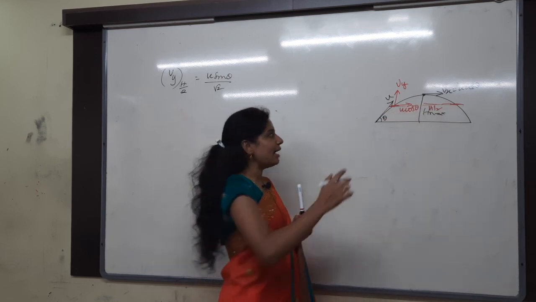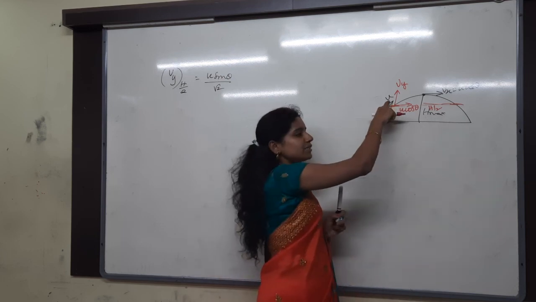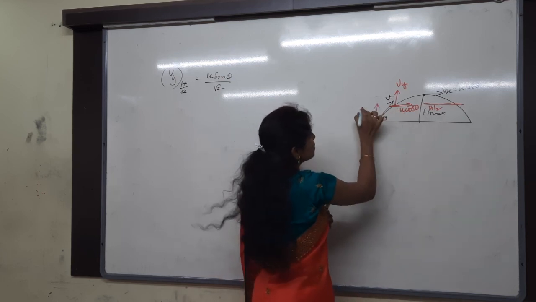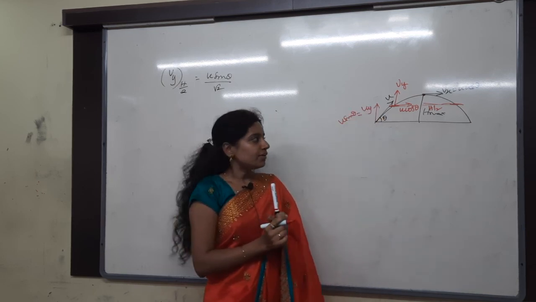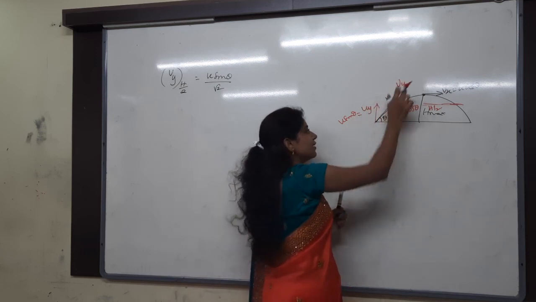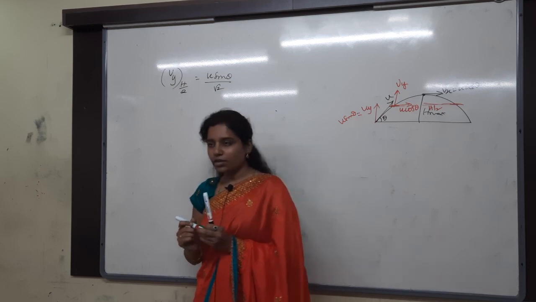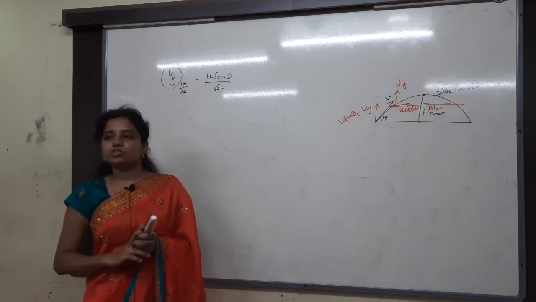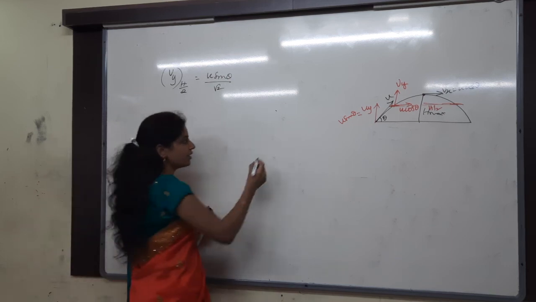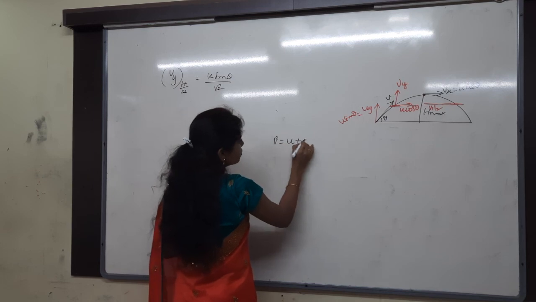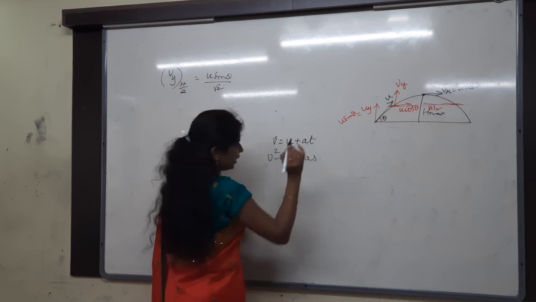So I have the final velocity Vy, and I have the initial velocity. The initial velocity along the y-axis is Uy equals u sin theta, obviously. I have the initial velocity, the final velocity, and I know the displacement. So which formula can you use? The kinematics formula, v square minus u square equals 2as. Two possible formulas are there for the velocity: one is v equals u plus at, another is v square minus u square equals 2as.